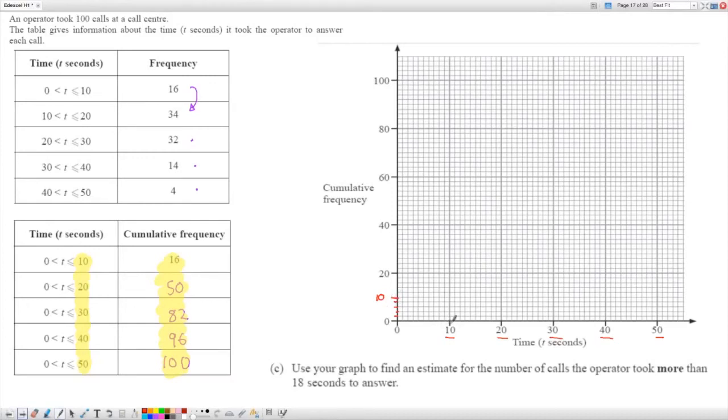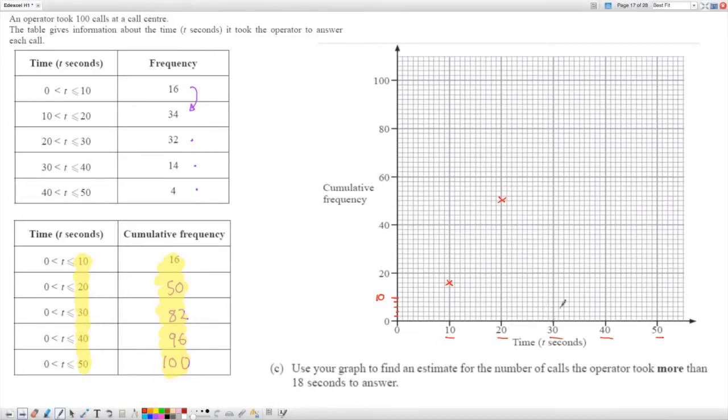Okay, so if we've got 10 here with our 16, our cumulative frequency, we're going to go here and then 2, 4, 6. So 16 is 3 spaces up from the 10. Our next is 20 and 50. 50 is going to be here, halfway between 40 and 60.